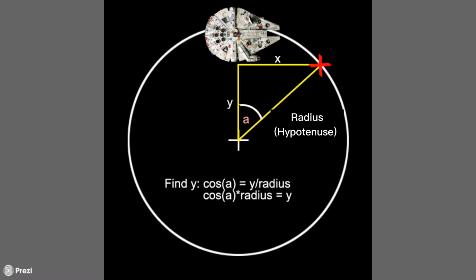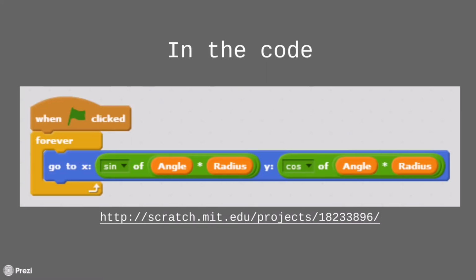So cosine A is equal to the adjacent side, which is y, all over the hypotenuse, or in this case the radius itself. Alright, so here's the example of putting it in code by the use of this website, scratch.mit.edu/projects. We can actually see that. So go to X, meaning that's the side for the triangle, and then go to Y, that's the side for the other leg of the triangle.